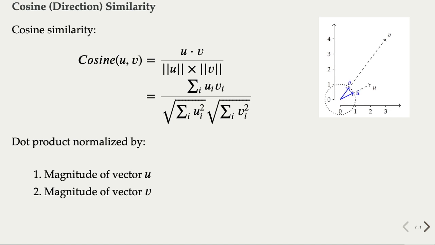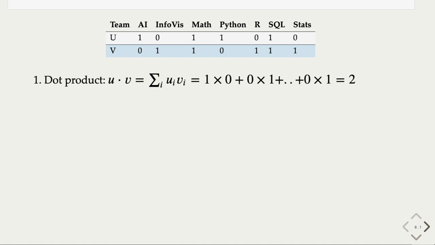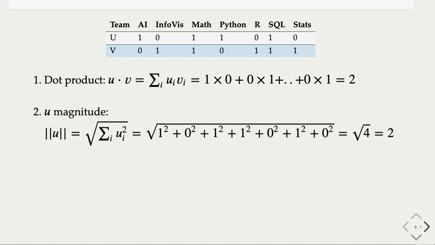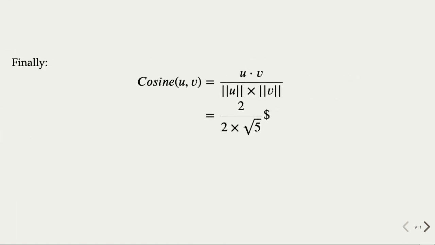Now that we know the dot product is a product of the three factors, if we normalize or divide it by the product of the two vector magnitudes, the result will be reduced to their direction similarity, or to be precise, the cosine similarity. Let's revisit the example vectors and see how we can compute their cosine similarity. First, we compute the dot product of the two vectors u and v. Then we compute the magnitude of u and the magnitude of v, and the cosine similarity becomes the dot product divided by the two magnitude values.